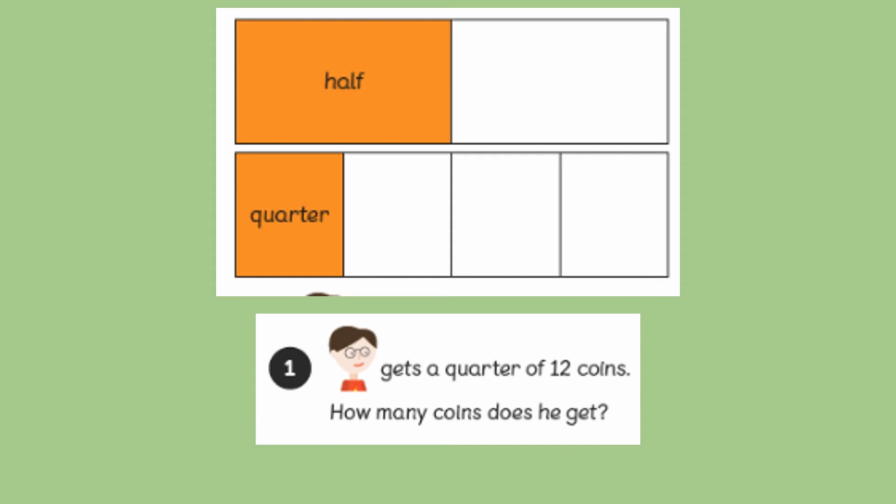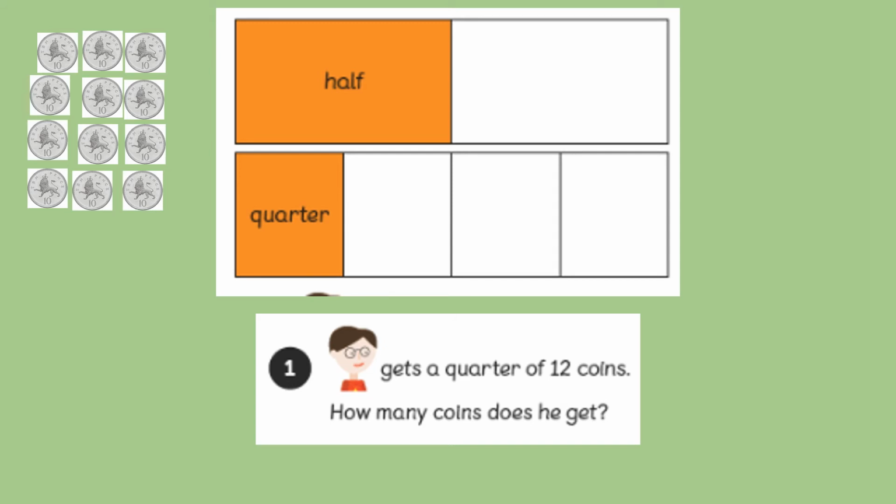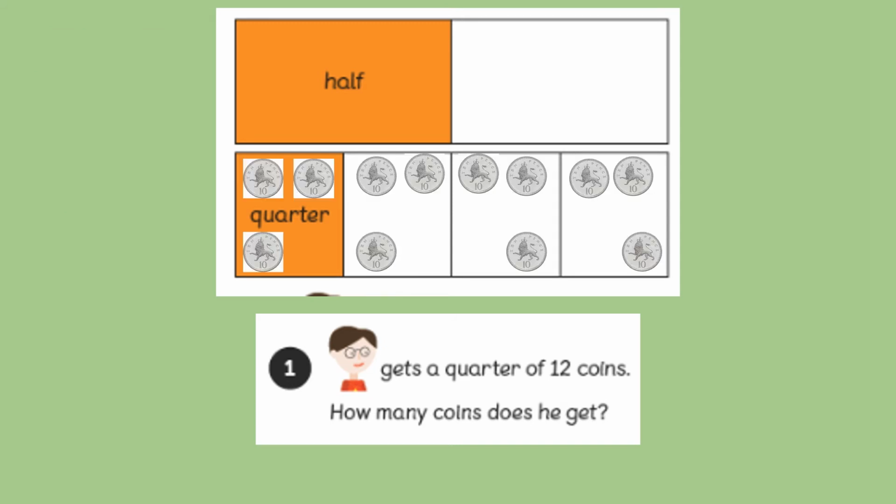So in this first problem, the boy gets a quarter of 12 coins. So how many coins does he get? He doesn't get all of the 12 coins, he gets a quarter of that 12. And here are his 12 coins. And here are the 12 coins shared out equally into 4 groups. So in each quarter there are 3 coins. So that means that the boy will get 3 coins because that is a quarter of the 12.